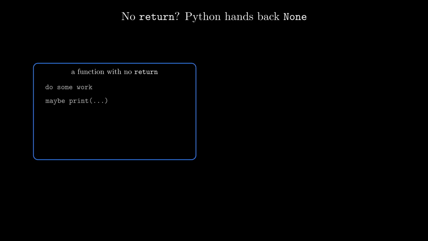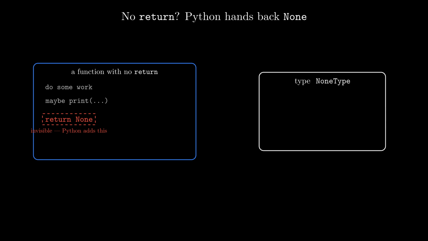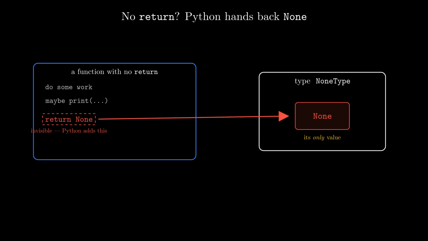So what does a function with no return give back? Here is the rule. While a function runs, if it reaches the end of all its indented lines and has never hit a return, Python automatically returns None. Picture an invisible return None waiting at the very bottom of every function. You would never write that line yourself, you simply leave return out. And None is not nothing. None is a value, the single value of a type called NoneType. NoneType has exactly one value, None, and we use it to mean the absence of a value.